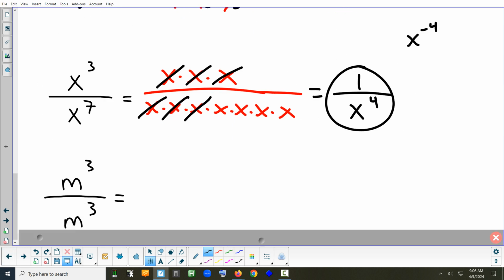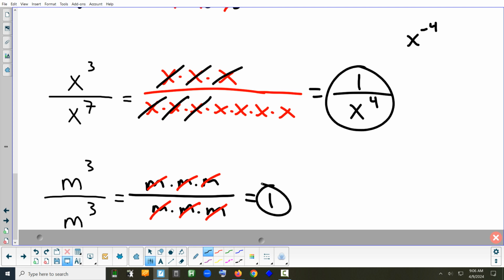All right, and I think I have one more. m to the third divided by m to the third. Where are there more m's this time? The top or the bottom? It's equal. Okay, so let's see what happens. m times m times m over m times m times m. How many m's can we cancel from the top and the bottom? 3. One from the top, one from the bottom. So there's nothing left. We basically divided two things that were the same. What do you get when you divide two things that are the same? 1. Yep.